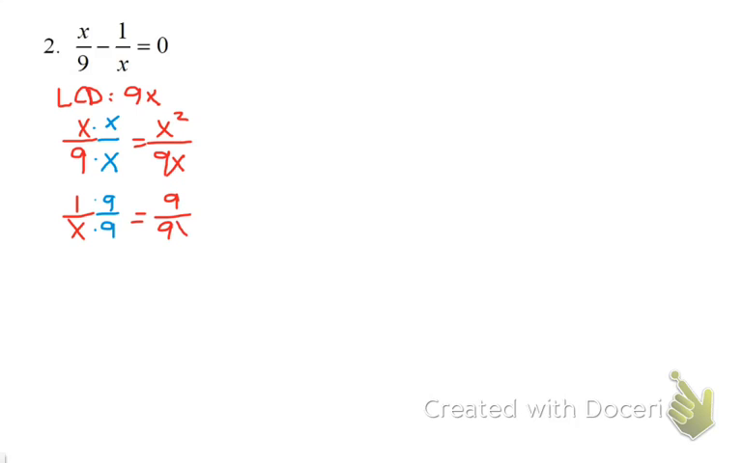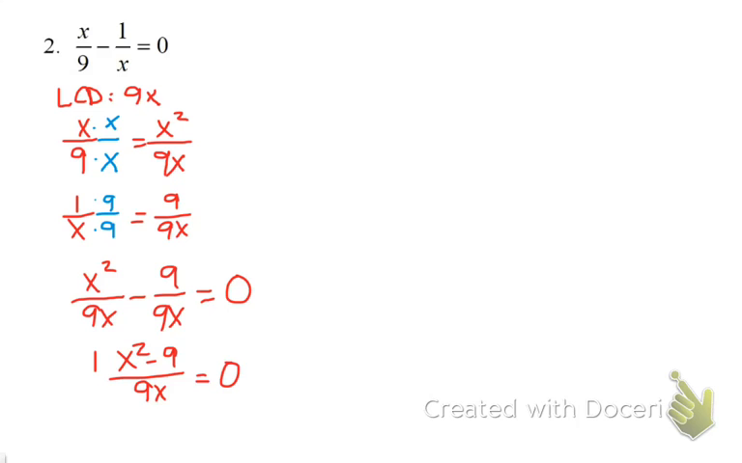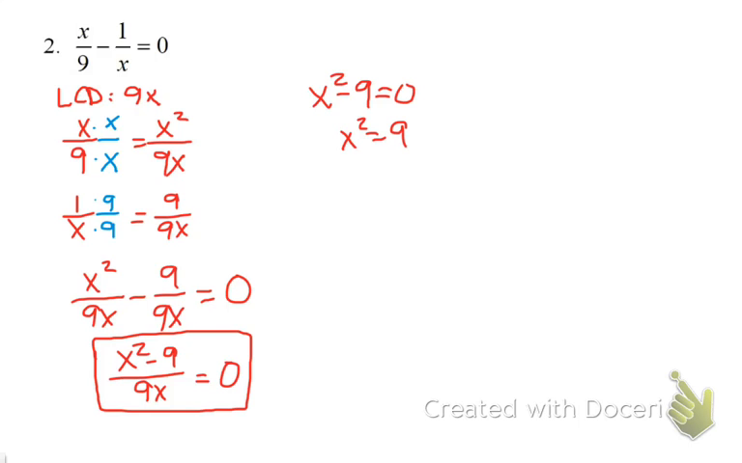We end up with 9 over 9x. So our original expression x over 9 is now x squared over 9x. Minus 1 over x is now 9 over 9x. Equals 0. We can now combine these two to get x squared minus 9 over 9x equals 0. From this situation, now we're ready to cross multiply and solve our numerator equal to 0. So x squared minus 9 equals 0. X squared equals 9. We're going to square root, and when we put the square root into the problem to solve, we're going to remember that our solution is both positive and negative 3. Okay, so here's our answer, both positive and negative 3.